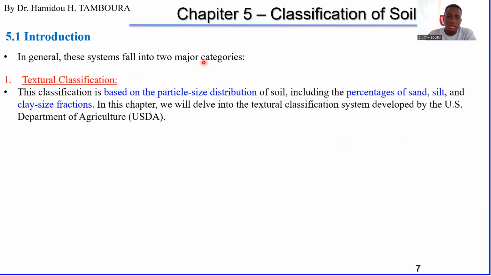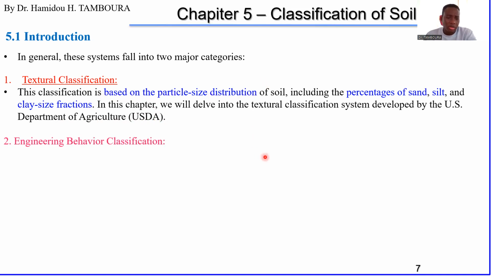An example of that kind of system in this video is the one developed by the US Department of Agriculture, USDA. They developed a classification system based only on the particle size distribution, nothing else.